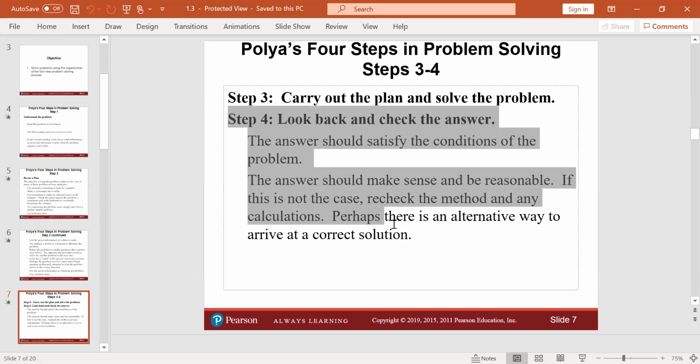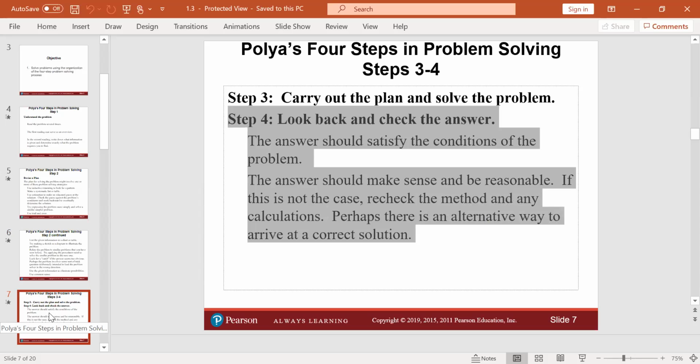Now, step 4 is really important. In fact, there are going to be some problems we solve where we need to look at what our answer is, and we need to go back and make sure it makes sense. We need to make sure it fits in with the problem. You might even do a mild calculation here or there. But step 4 is really, really crucial. We need to go back and look at it.